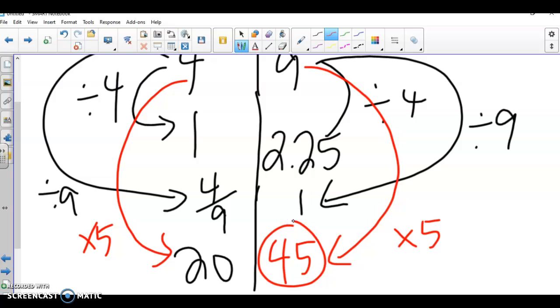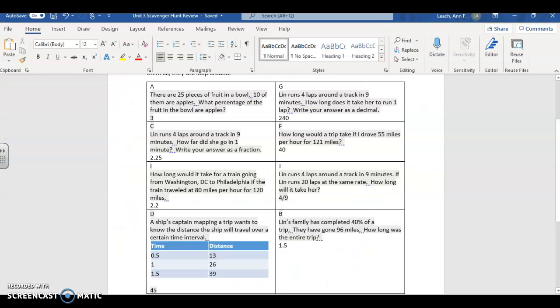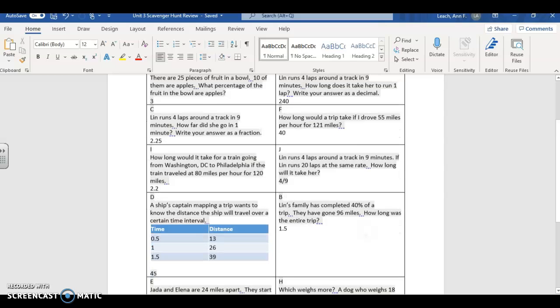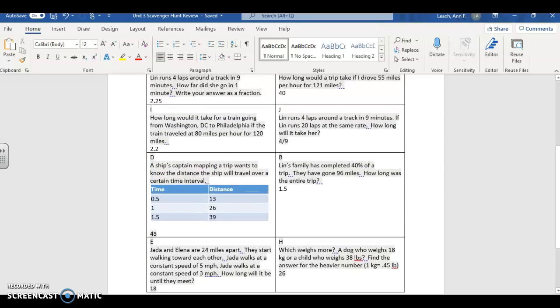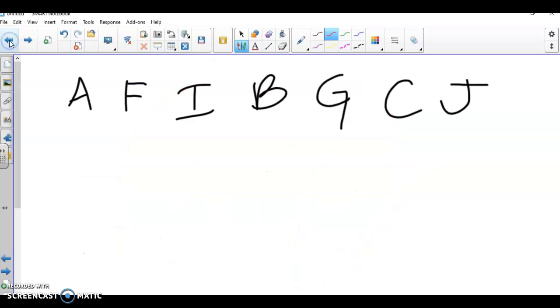So it should take her 45 minutes to run those 20 laps. Let's take a look if we can find 45 somewhere. 45 is right here, D, this one here with the ship. So D is our next one. Let's put D in as our next. All right, let's see what D says.